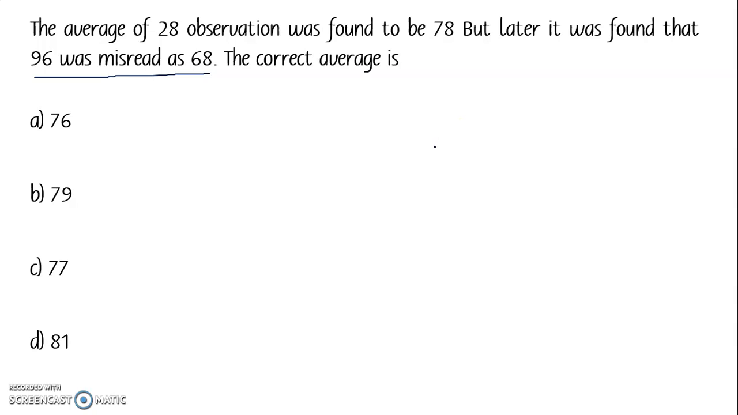Let me give you a method for this one. All you need to do is find the deviation. What is the deviation in the total? From that deviation, you find the average deviation, and accordingly you can either add it or subtract it.